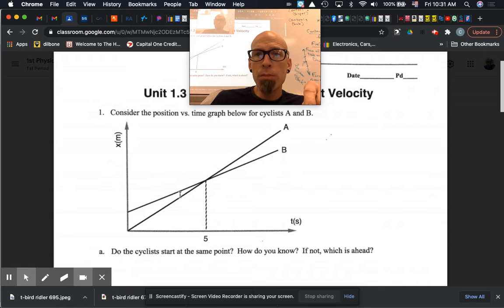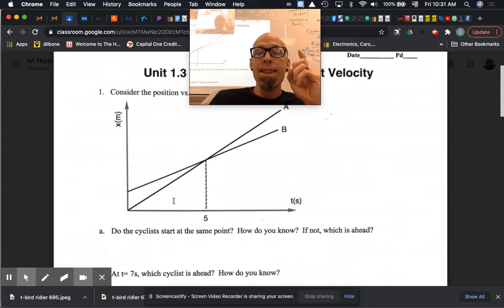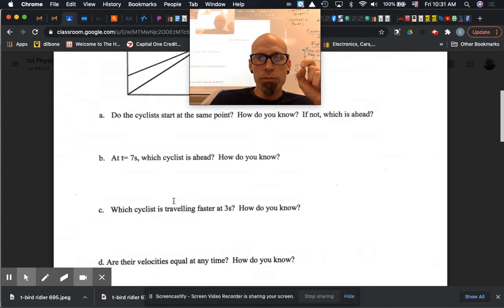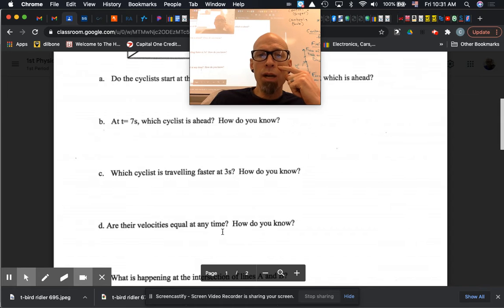So it's not who's above who on the position axis. It's about who's steeper than who. And A is steeper than B. Therefore, A is faster than B the whole time. Does that make sense? I hope so. Next, are their velocities equal at any time?